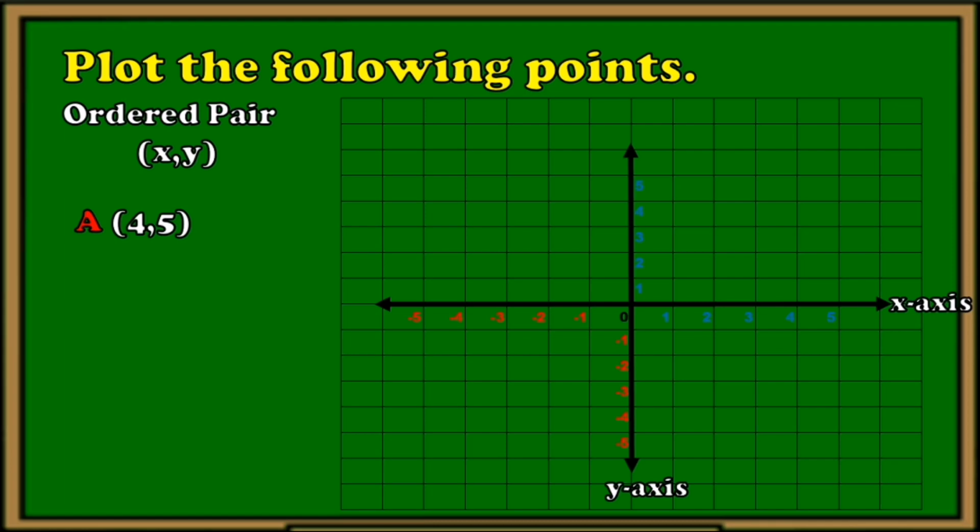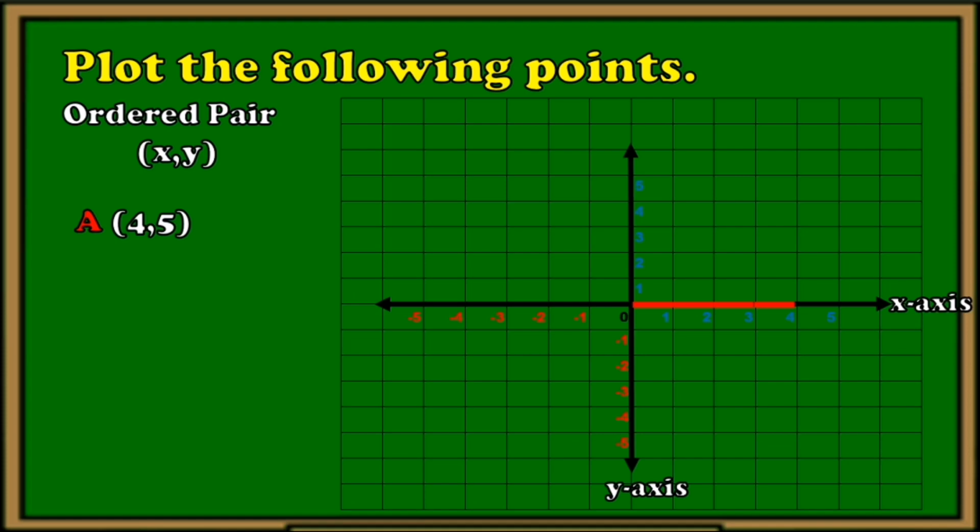To plot a point, let's start with the x-coordinate. And our basis for the x-coordinate will be the x-axis. Since we have positive 4 as the x-coordinate, we need to move 4 times to the right. That is 1, 2, 3, and 4.